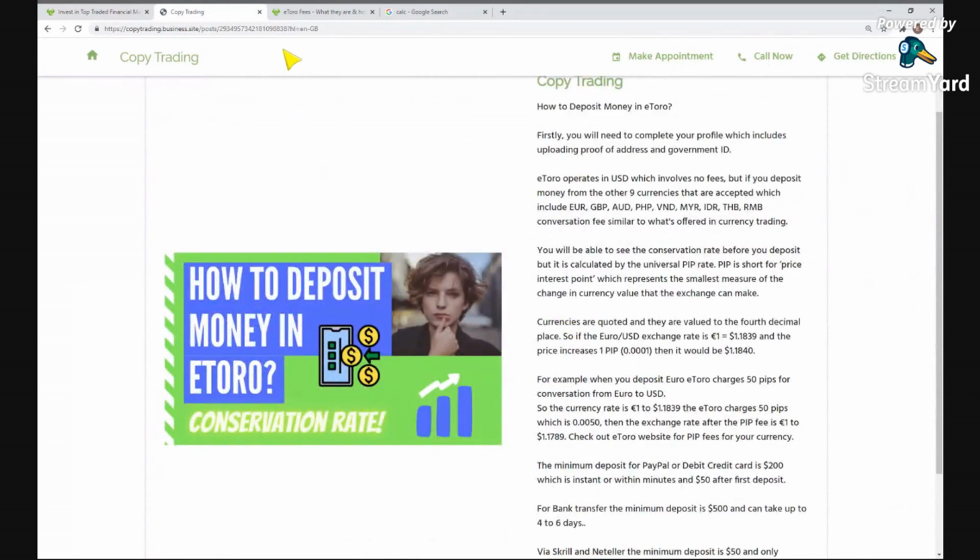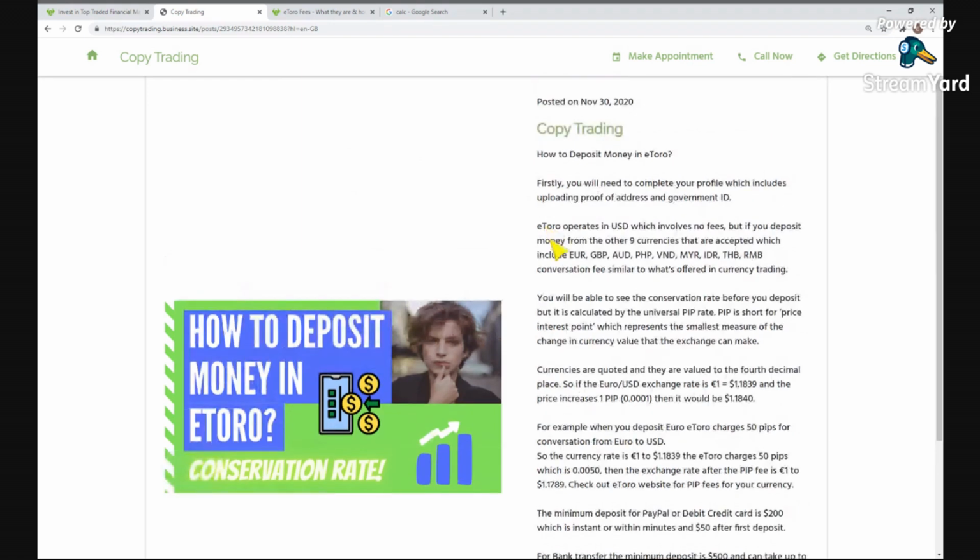So eToro doesn't have an overall charge or a set fee for any deposit, but it does have a conversion fee, which means the same as when you go to a bank, you can convert money from one currency to another. This is the fee. So eToro runs on US dollars, okay? So if you deposit US dollars, there is no conversion fee.